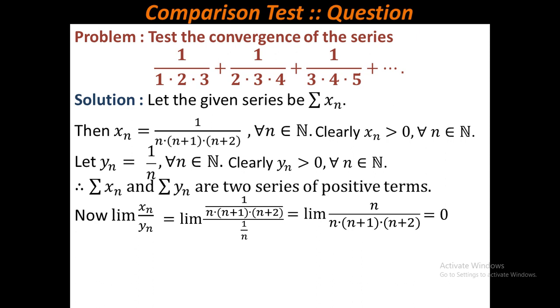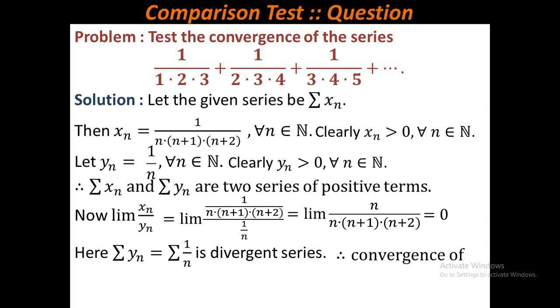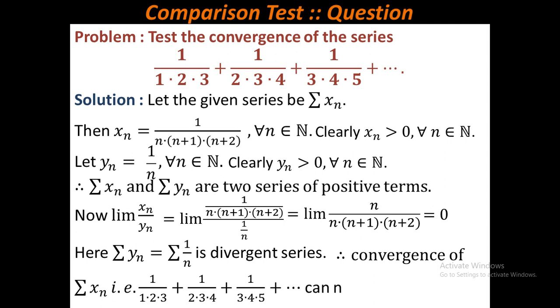However, here yn is a p series with p equal to 1. It is a divergent series. So you cannot conclude the nature of the series xn by using that yn. Therefore, the convergence of xn, that is that series, cannot be concluded. However, if you take yn equal to 1 by n, you cannot conclude about the nature of the series. But if you take yn equal to 1 by n cube, then you can conclude the nature of the series. For that case, this is a convergent series.